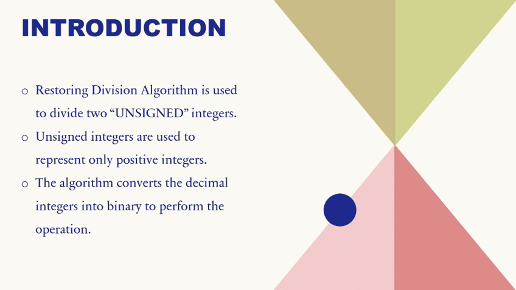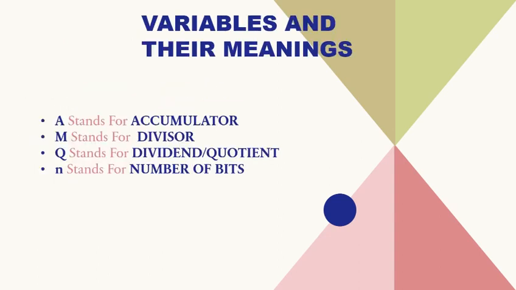Unsigned integers are used to represent only positive integers. The algorithm converts the decimal integers into binary to perform the operation, as computers don't understand decimal integers. They only understand binary, which is 0 or 1.